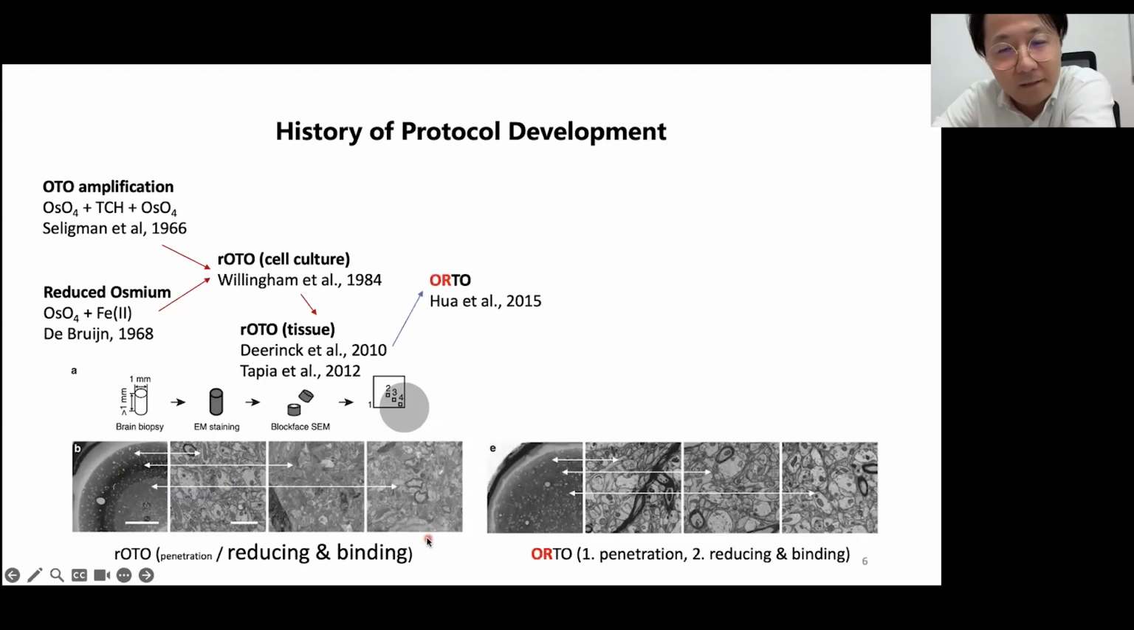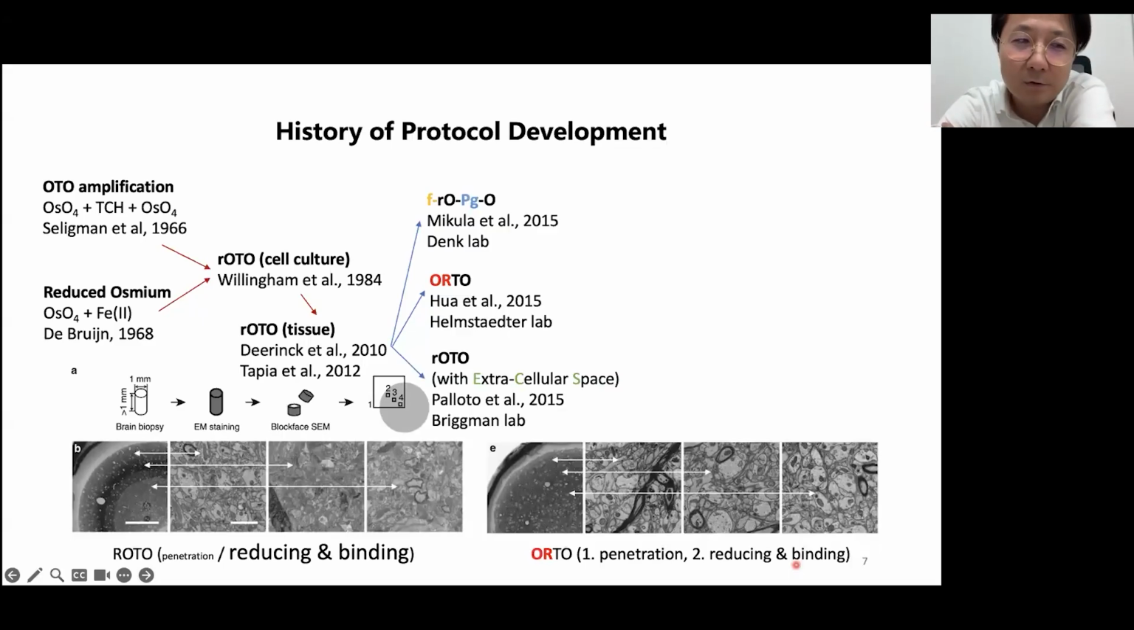Therefore, we tried to solve that, and luckily, with a simple separation of the osmium staining incubation and the ferrocyanide incubation, it got solved. It's some kind of luck, but later on we found out this is pure chemistry. You need to find a balance point between the penetration and the reducing and binding.